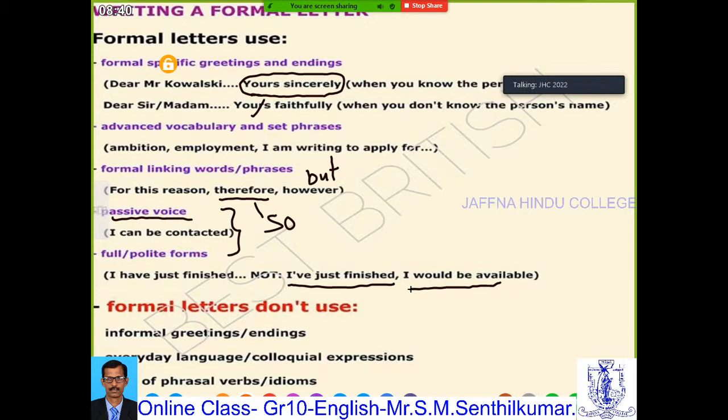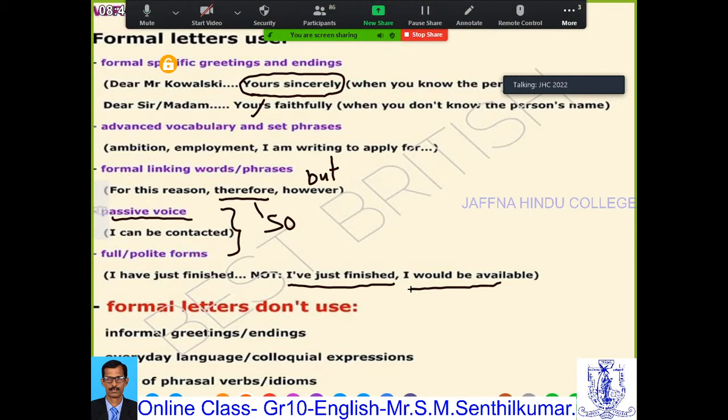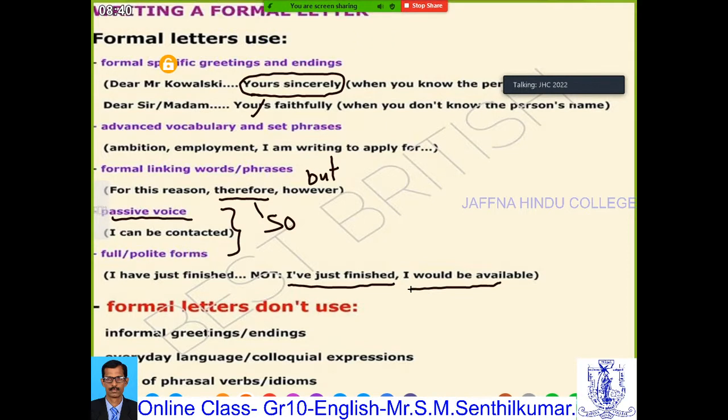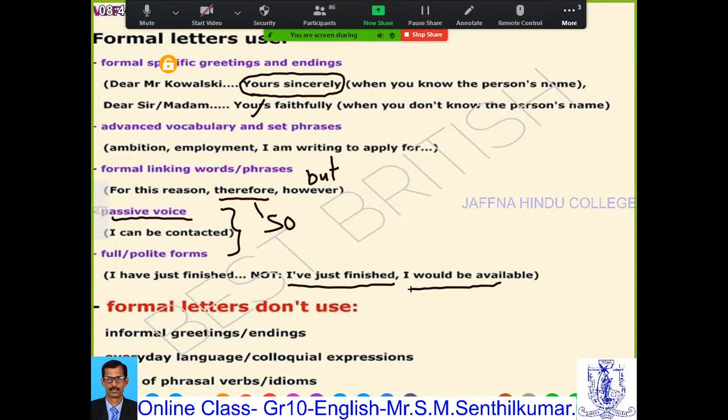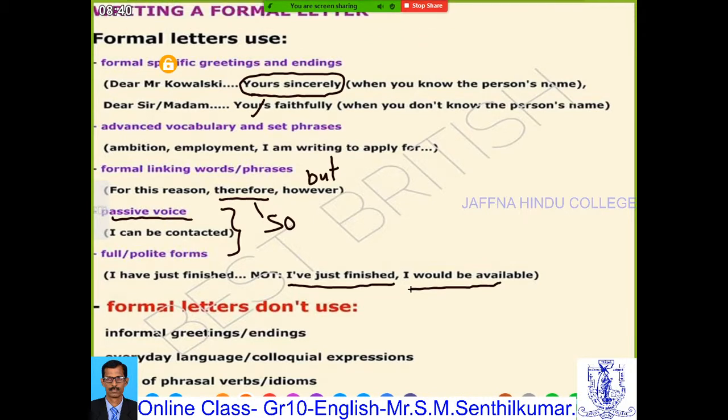These are the formal, full polite forms. Then, formal letters don't use informal greetings like "Hi, how are you? I am fine here." That comes under informal language. Everyday language and colloquial language, we never use it. Colloquial words, a lot of phrasal verbs, idioms and proverbs, don't use them.